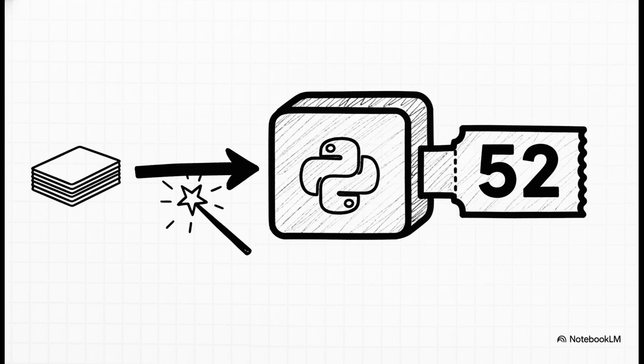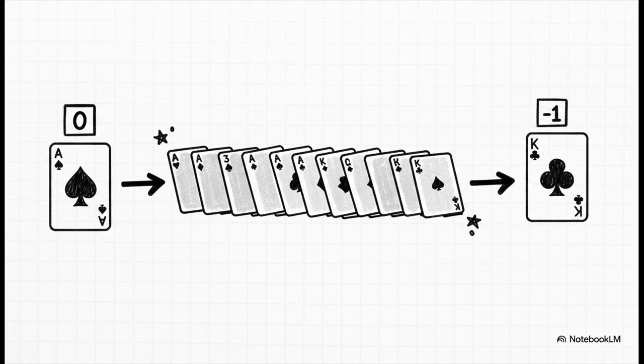Okay, so let's put our new deck to the test. What happens if we make a FrenchDeck object and just pass it to the standard Python len function? And boom, it works perfectly. It returns 52. We never wrote a .length or a .size method, but Python's built-in function just understands our object. How weird is that?